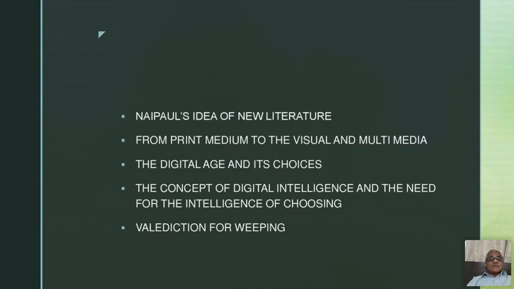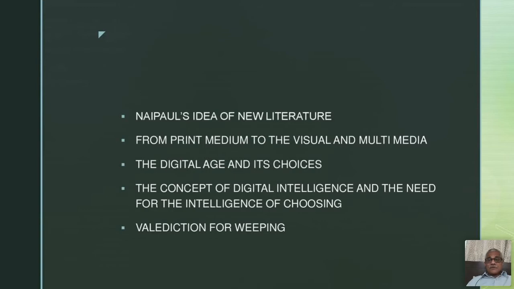Naipaul talks about his new idea of literature. In one of his very discursive novels, he says that cinema will be the new literature of the 21st century.